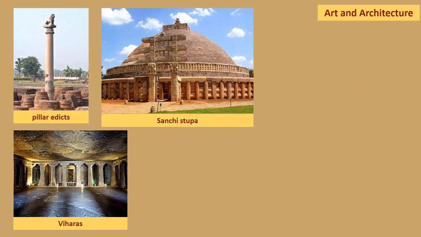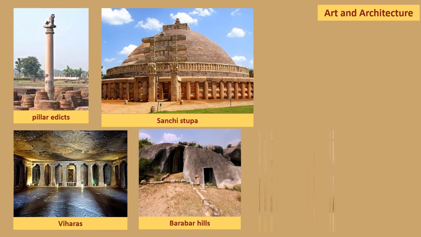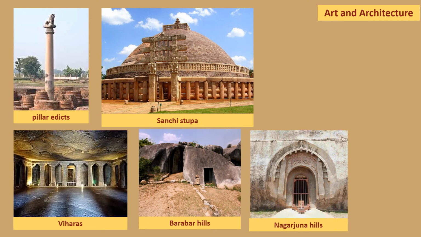The Mauryans had the earliest rock cut caves like the cave sculptures at Barabar Hills and Nagarjuna Hills near Gaya in Bihar. They also built beautiful palaces which were very impressive.